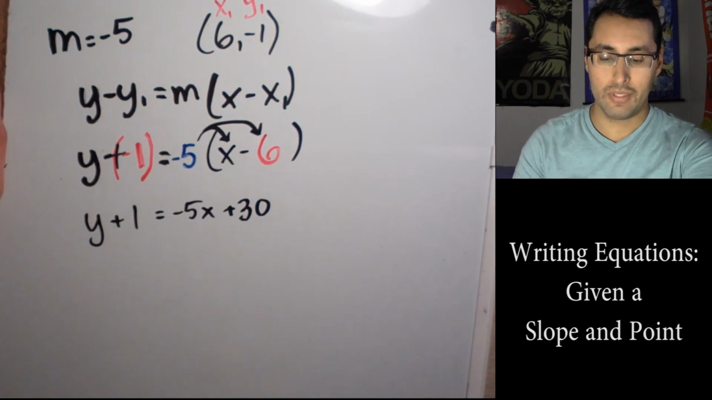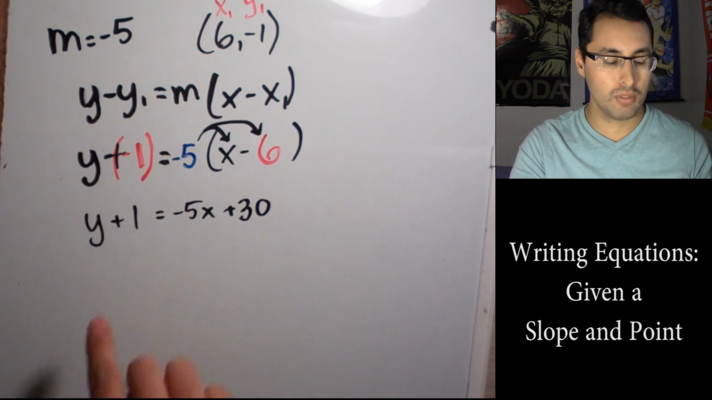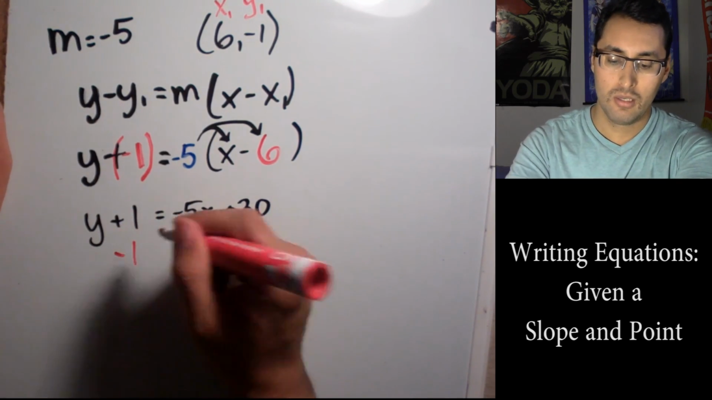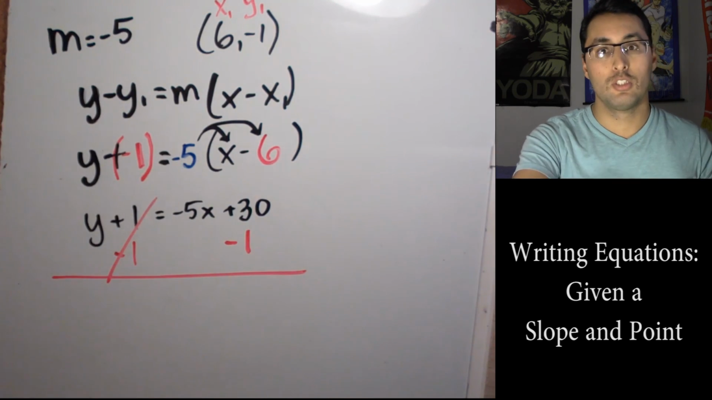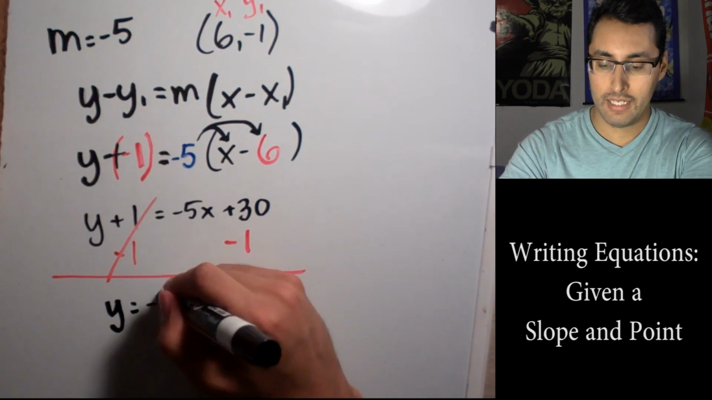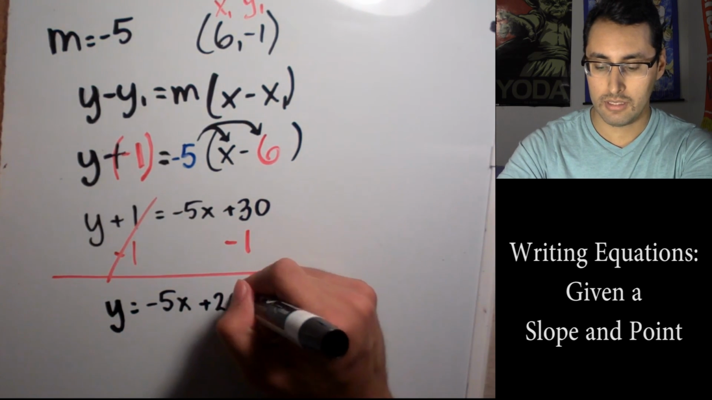Okay, now with this, that was the second step. Now we have to get y by itself, so let's get rid of this plus 1. Okay, to get rid of plus 1, we're going to subtract 1, put it right over here, and also under this 30, right, because they're like terms. So I'm going to have y equal to negative 5x, and 30 minus 1 is just plus 29.